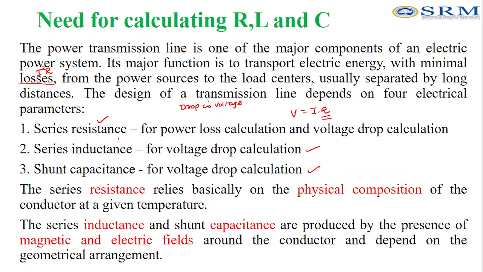Okay, how are the inductance and capacitance created or formed in the transmission line? Resistance is always there in any conductor, but inductance is produced by the presence of a magnetic field, and capacitance is created by the electric field. When there is a change in magnetic field, the inductance is going to change. When there is a change in electric field, then the capacitance is going to change. Okay. So for these reasons we are going to calculate RLC values.